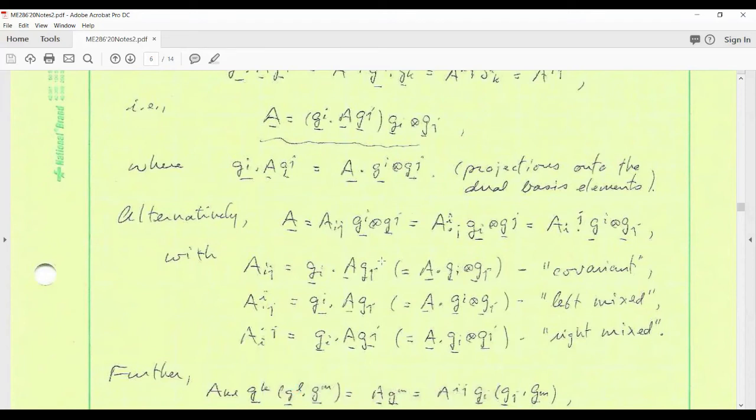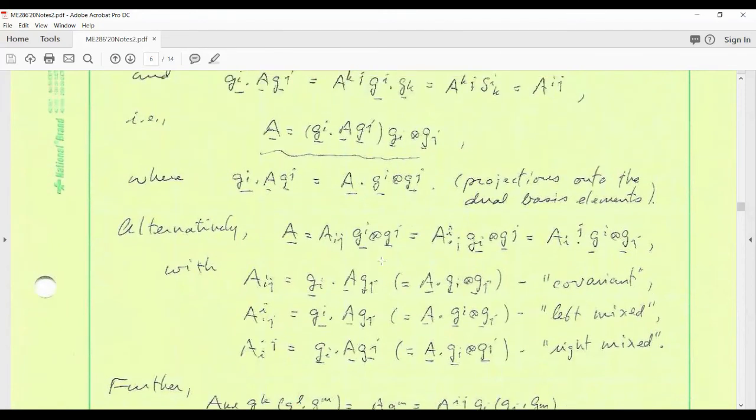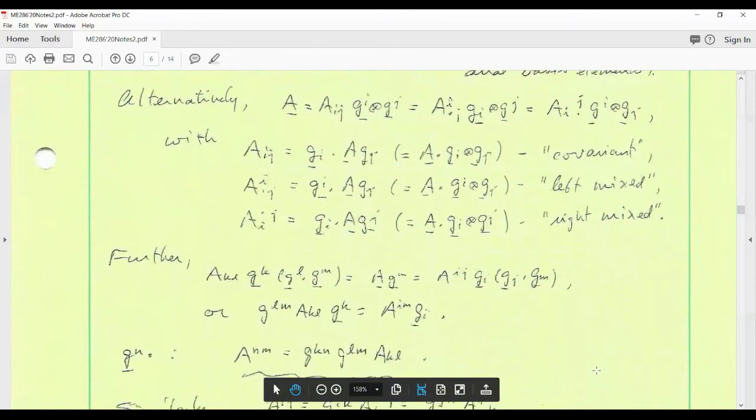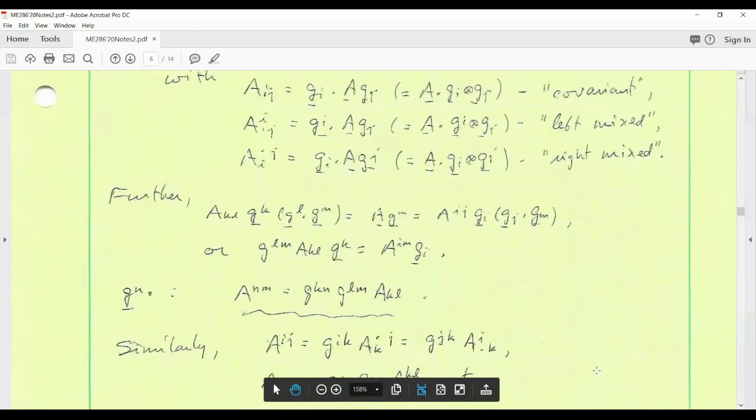And a similar calculation to what we've just done shows that the subscripted components are simply the projections of the tensor into these basis elements consisting of the natural basis. These are the projections of the tensor into these basis elements, G super I tensor product G sub J, and so on. So one encounters various different ways of writing a second order tensor.